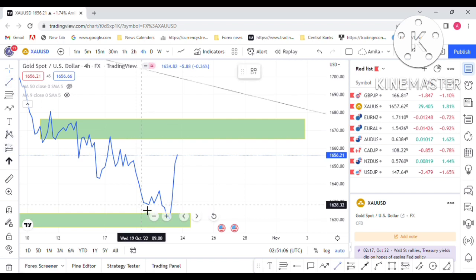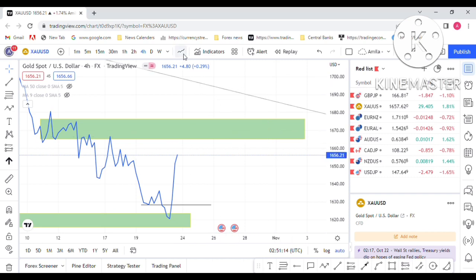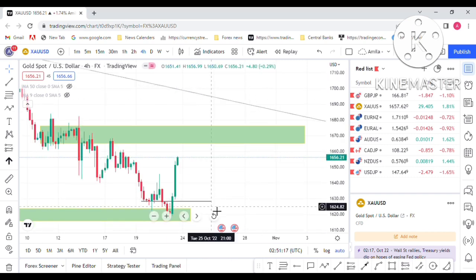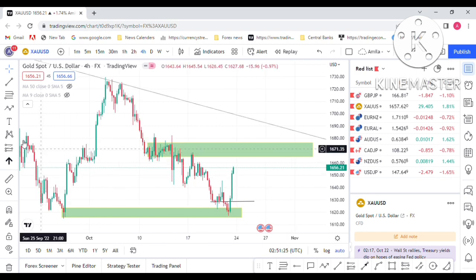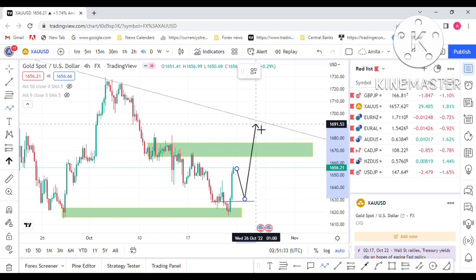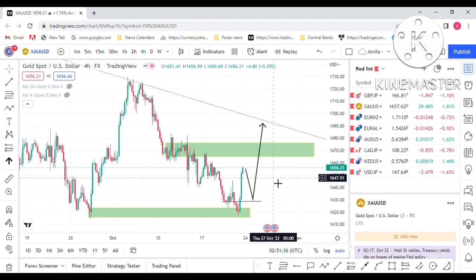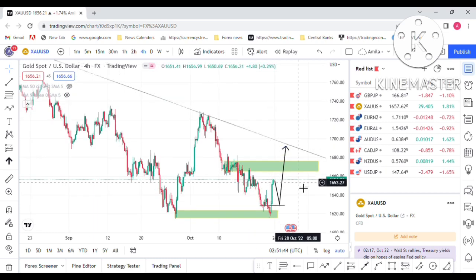I am expecting this line is the QM buy zone. I am marking the line that is the QM buy zone. I am thinking price will retest this zone next week. This is the QM buy zone. Like this, price will retest this zone and create a higher high. That's my first forecast for gold. Next week price will create a higher high.